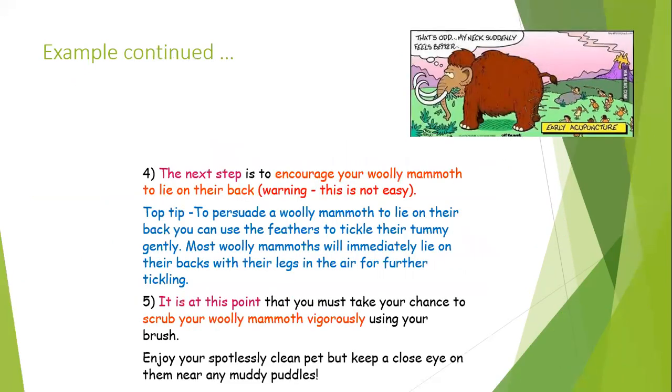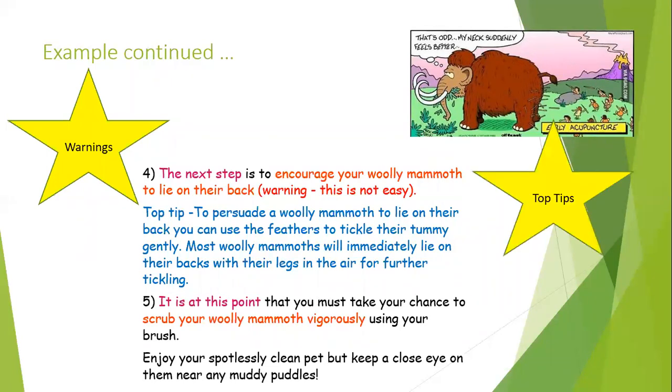And did you earn any bonus stars for that extra information? Let's have a look. Number 1 is for giving a reader a warning. Have you included that? Number 2, giving your reader a top tip. And the last star is for finishing your instructions with an extra sentence, signing off to your reader.